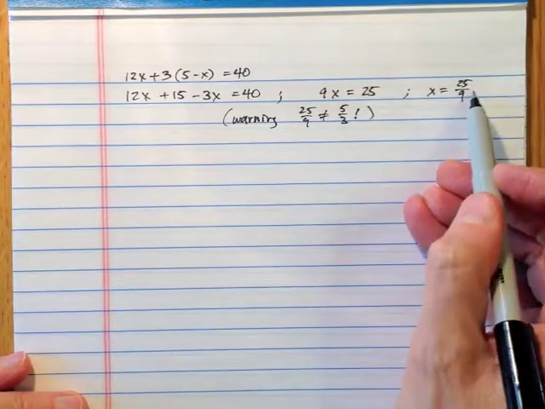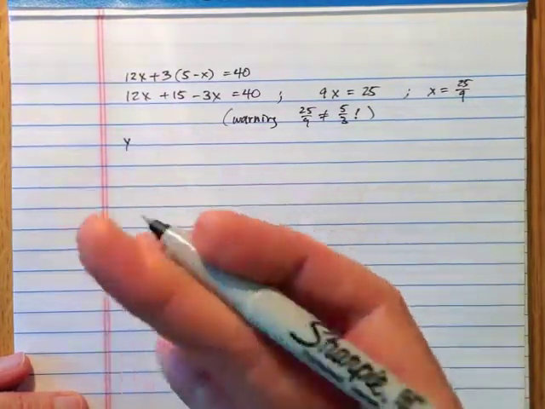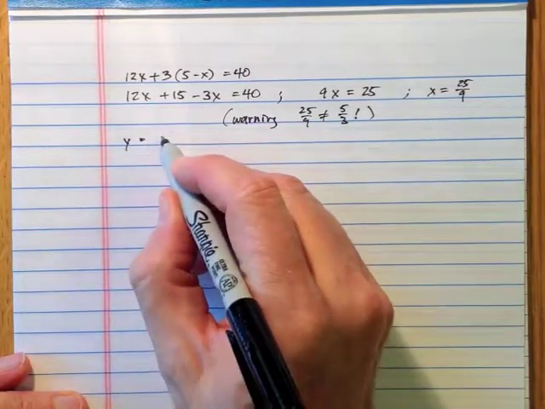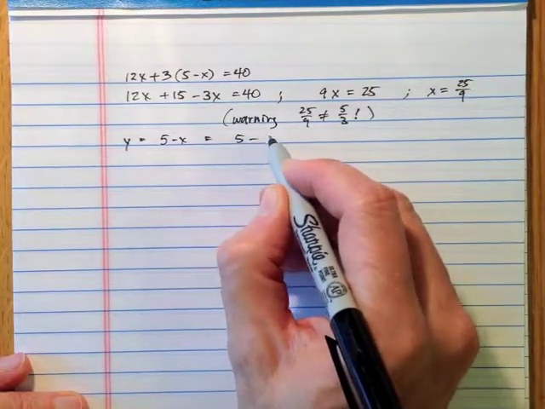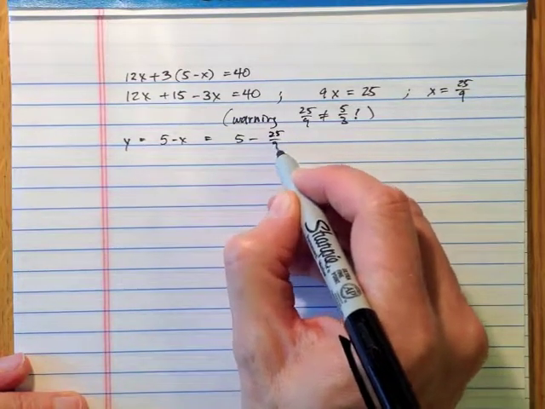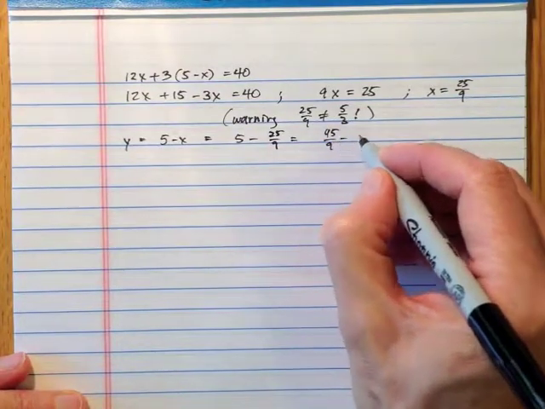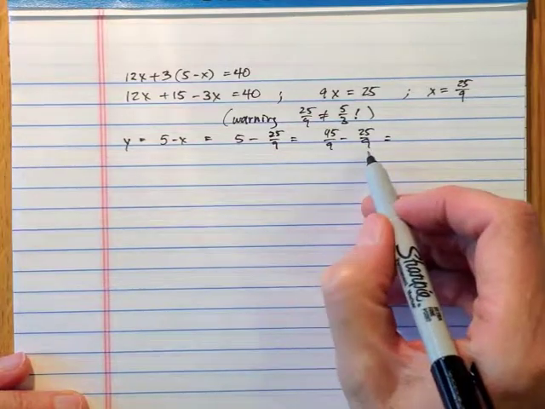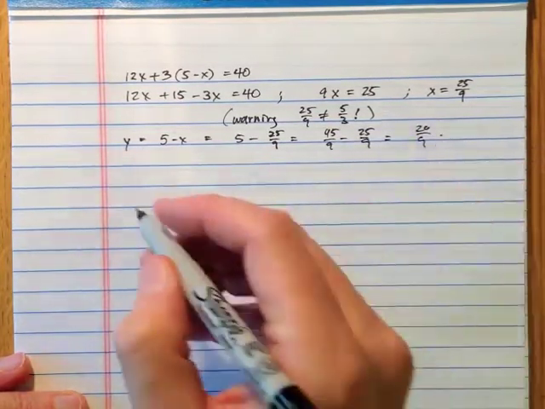So what have I got there? Is that the solution? Well, I still need x, or rather I still need y. There were two variables involved, so I really can't answer the question without it. y is going to be 5 minus x, so that's 5 minus 25 ninths. 5 is 45 ninths, so 5 minus x is 20 ninths.